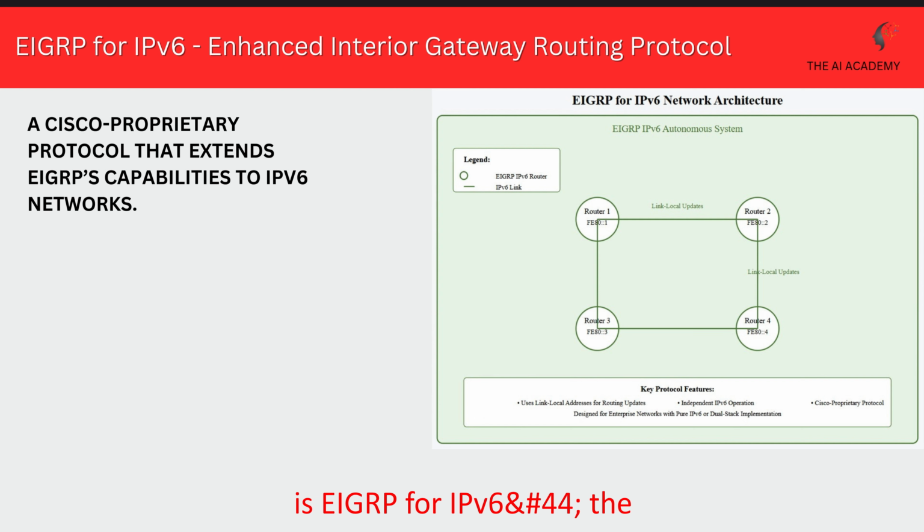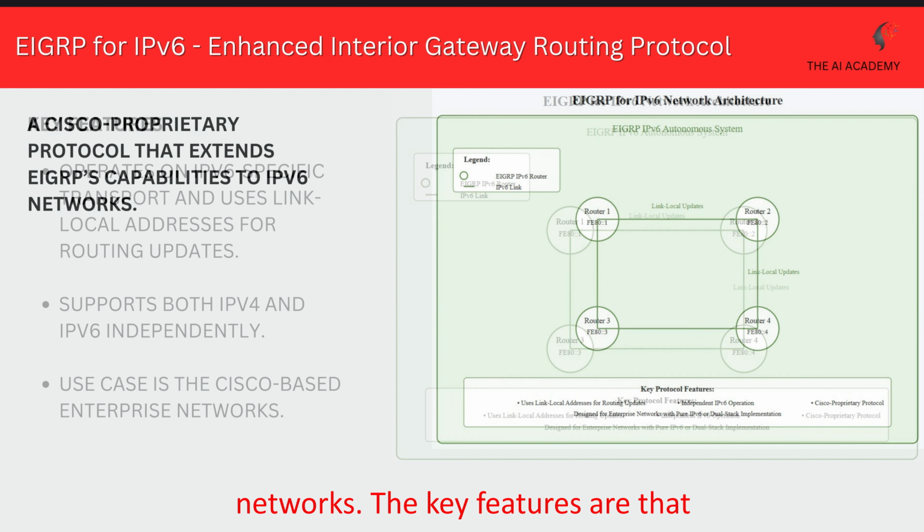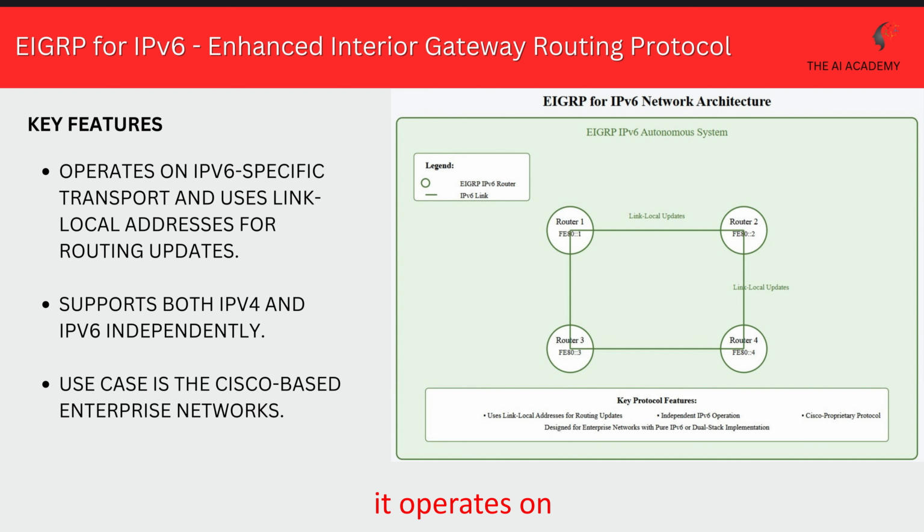The next protocol is EIGRP for IPv6, the Enhanced Interior Gateway Routing Protocol. It is a Cisco proprietary protocol that extends EIGRP's capabilities to IPv6 networks. The key features are that it operates on IPv6-specific transport, uses link-local addresses for routing updates, and supports both IPv4 and IPv6 independently. The use case is Cisco-based enterprise networks.